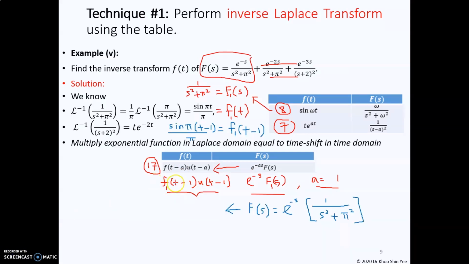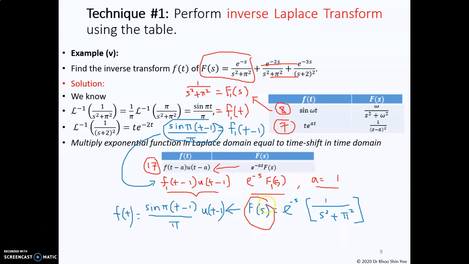So your f1(t-1) can be found from here. Since your f(t) is equal to sin(πt)/π, when your t is equal to t-1, your t here also can be replaced by t-1. So this is your answer. So we can substitute inside here. Then you succeed in converting the F(s) to the f(t) here. So this is the answer for the first term.